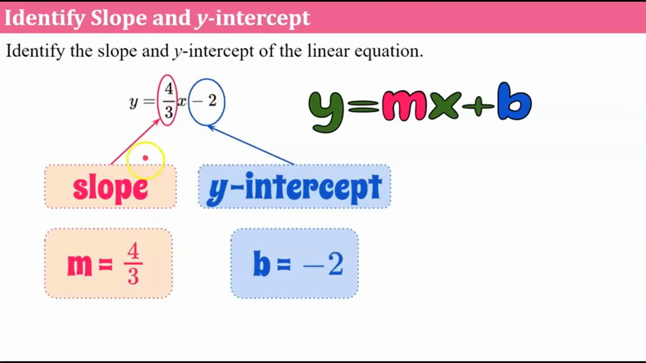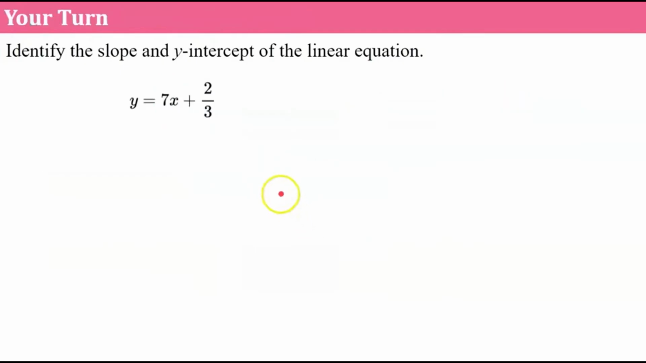So slope is a ratio of our rise over our run, and y-intercept is a constant representing the y-coordinate of the point of the line that crosses the y-axis. Now it's your turn. I would like you to pause the video here, identify the slope and the y-intercept of the line, and come back and hit play when you're ready to check your work.